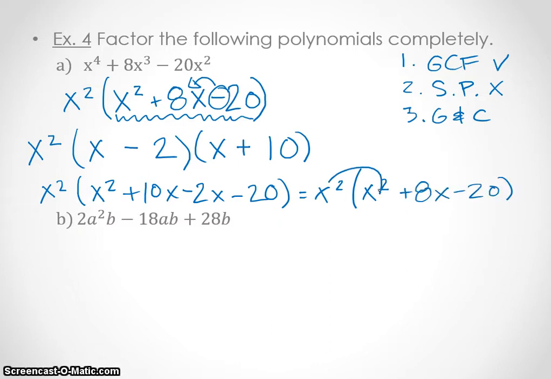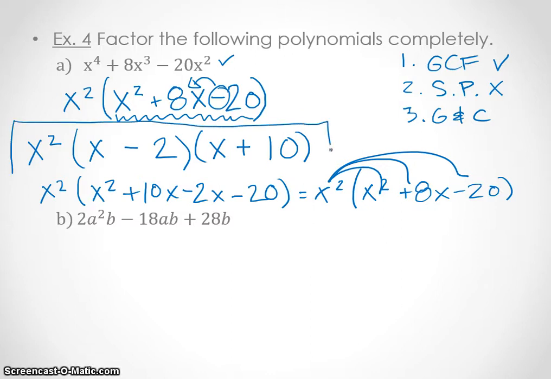So if we mentally do this, we get x to the fourth, and then this would be x cubed, and then this would be x squared. So I would get back to my beginning thing immediately. So we actually do have this as our answer. It worked out for us.